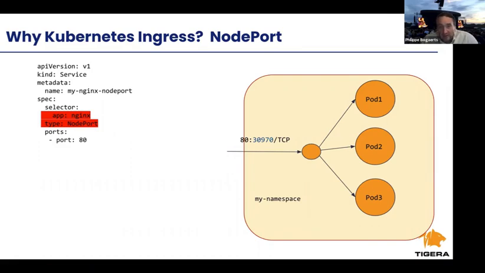Now, this is cool. This is an easy way to expose a service. But of course, nobody knows about these ports because they're quite often randomly assigned, although you can fix them, but still they are in a higher port range.